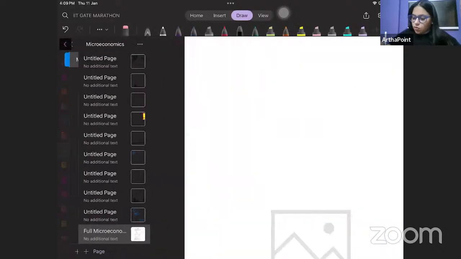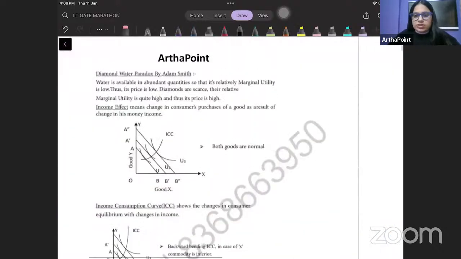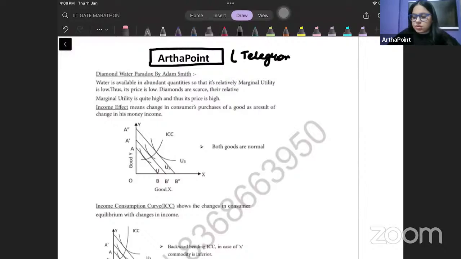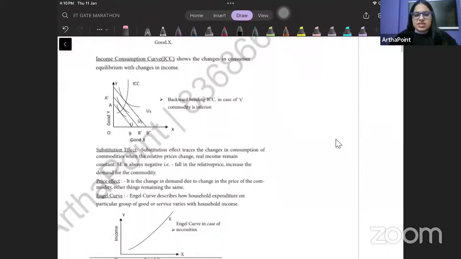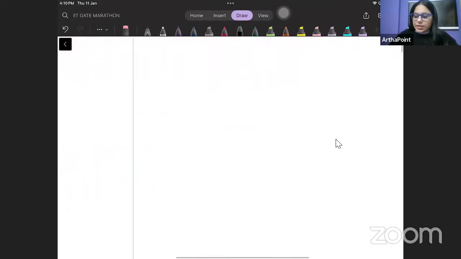Now, I hope that all of you have also got the second revision notes. I think they have been already posted on your Telegram group. Can you just confirm once? Just say yes or no if you have them on the group. Okay, great. So you can just use these notes for the second part of microeconomics revision. Okay, good. Let's start then. So just read this through and I will come to ICC and Engel curve directly.